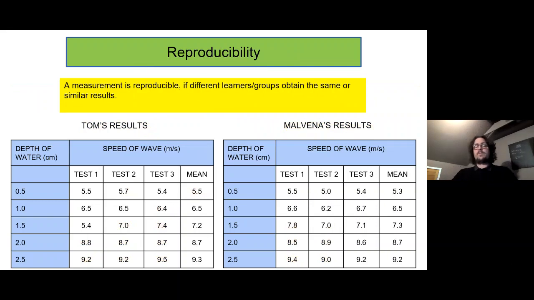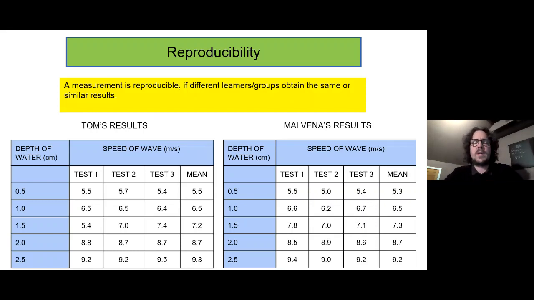Reproducibility. Now, a measurement is reproducible if different learners or groups obtain the same or similar results. Even though we said that maybe Tom was a little bit more accurate in how he took his measurements because his results were more repeatable, being all a lot closer together, we can make a comment on the reproducibility, which is something different. It's a similar kind of word, but it's different.